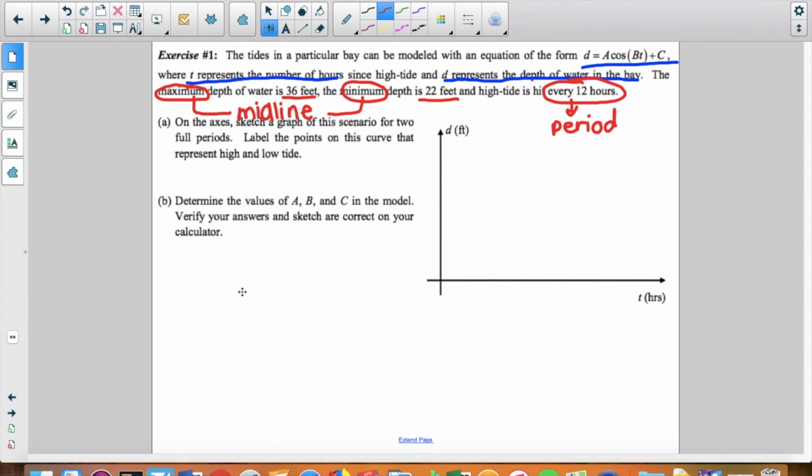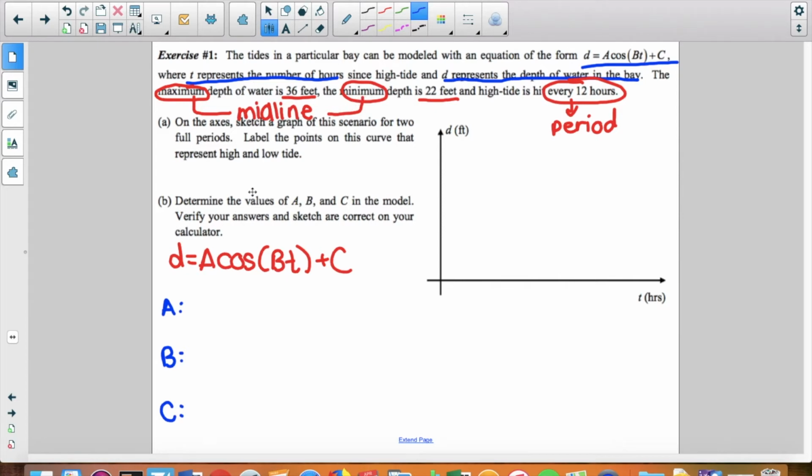So let's start with B. I'm going to start with the formula they give us, D equals A cosine B T plus C. So three things we need to find: A, B, and C. A is our amplitude, B is our frequency, C is our midline. We were given the maximum and the minimum.